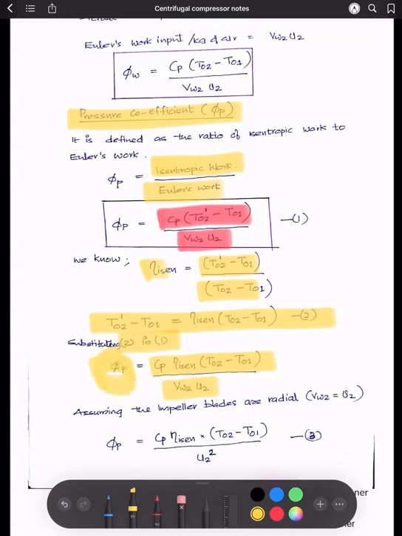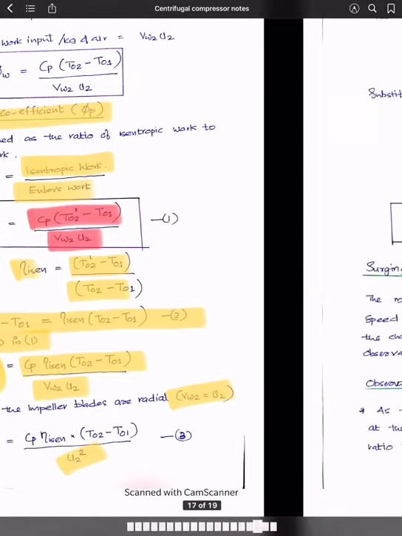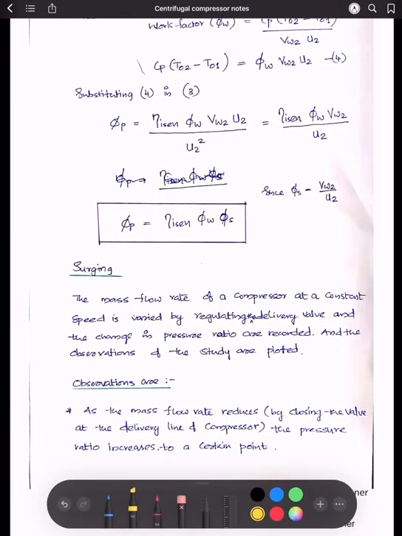Now we'll assume that the impeller blades are radial. If it is radial, we can write Vw2 is equal to U2, that is beta will be 90 degrees. So it becomes U2 square. You already know what is work factor, right? So we'll substitute that also in the equation. We'll rearrange that and write Cp (T02 - T01) is equal to ψW Vw2 U2, where ψW is the work factor, and we'll substitute equation 4 and equation 3, and finally we'll get this equation.